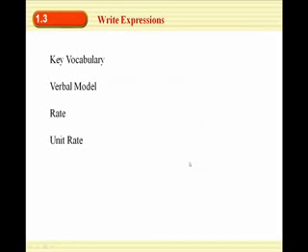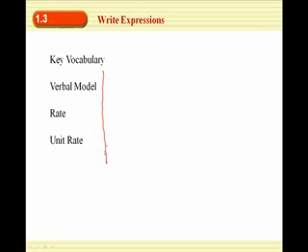On 1.3, page 15 in your book. Key vocabulary: verbal model, rate, and unit rate. It's a 12 o'clock whistle going off. So we got some vocabulary to go over. We'll start here, maybe. All right, verbal model.